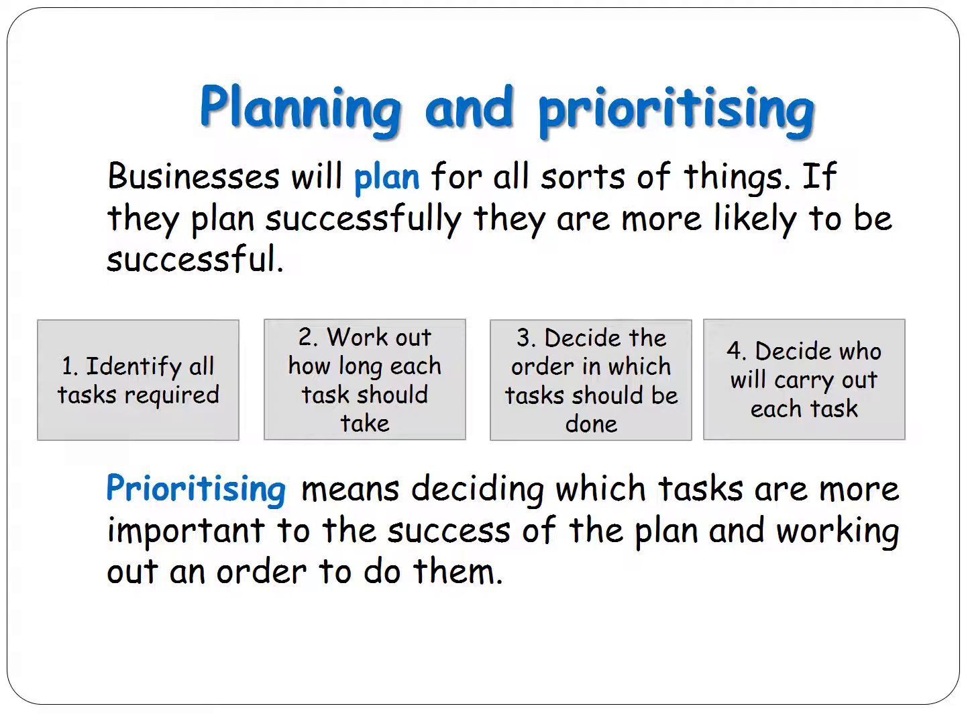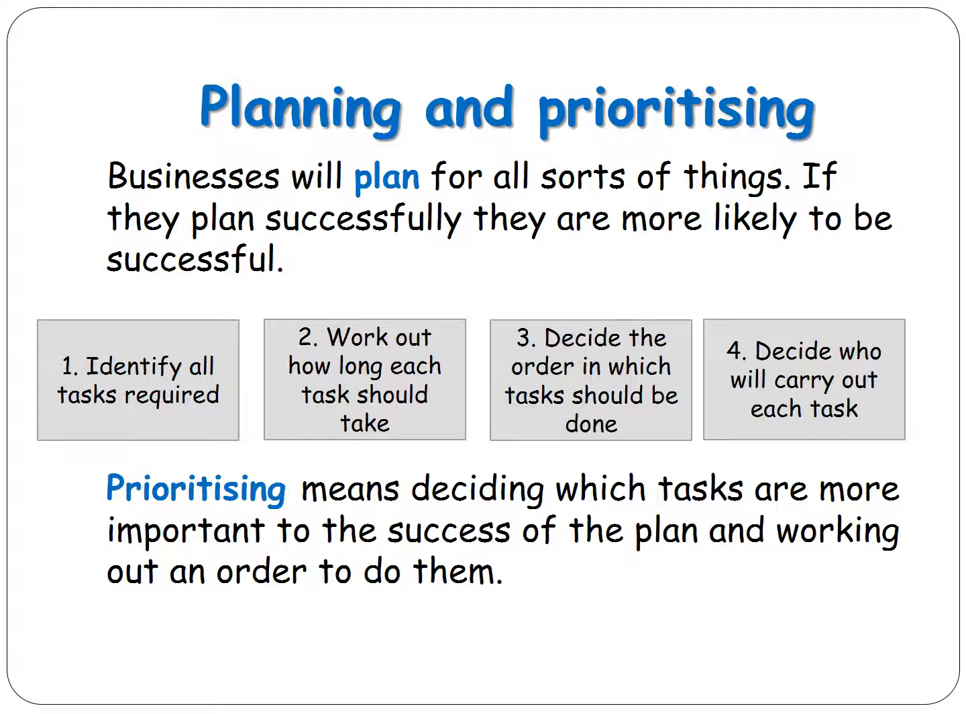So planning and prioritising. Businesses will plan for all sorts of things. If they plan successfully, they are more likely to be a successful business. So we've got 4 different things there in our planning and our prioritising. First of all, identifying all the tasks that are required. Second of all, working out how long each task would take. Third of all, deciding the order in which tasks should be done. And lastly, deciding who will carry out each task.